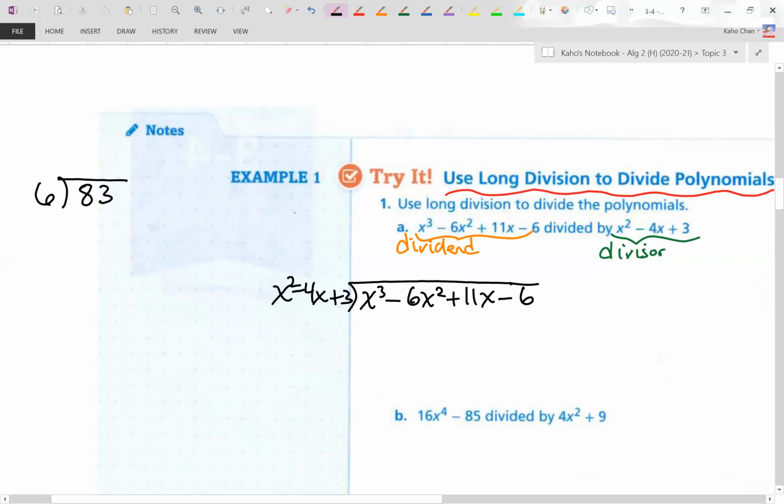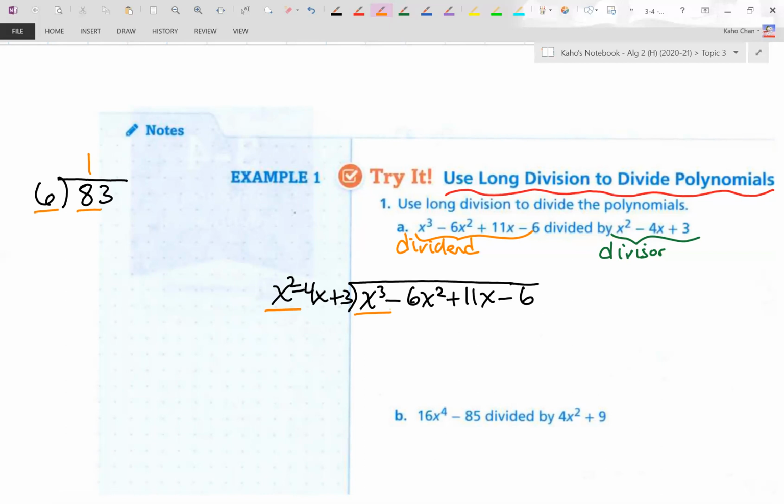Now, let's remind ourselves what happened with Benson and how he did long division with 6 and 83. First things first, you ask yourself, can 6 divide into 8? The answer is yes, one time. We're going to do the same thing with these polynomials. Concentrate on each polynomial's leading term. In this case, the divisor is x squared and the dividend's x cubed. Is there enough from the dividend that the divisor has to divide into? And the answer is yes.